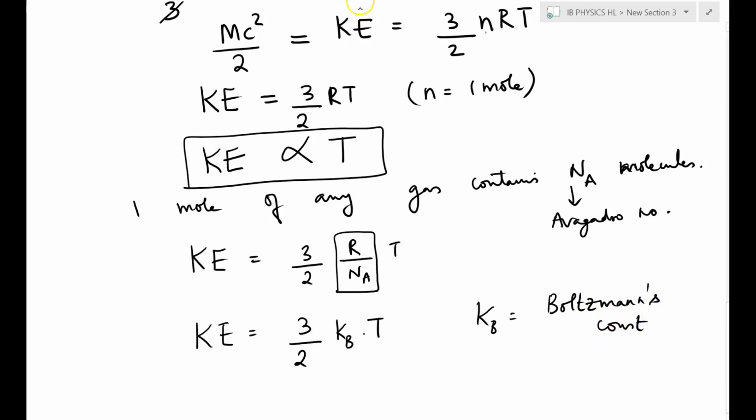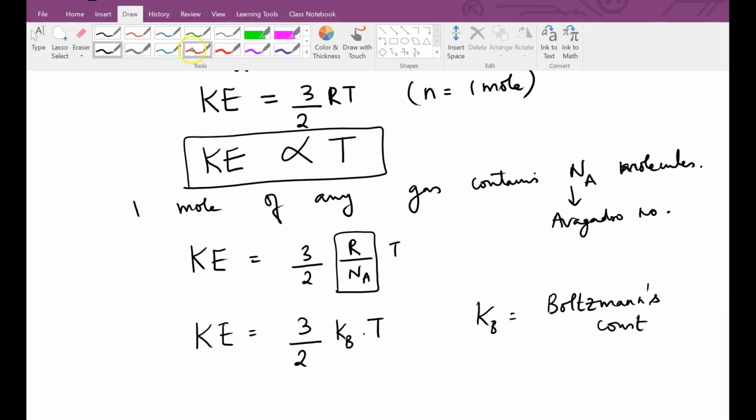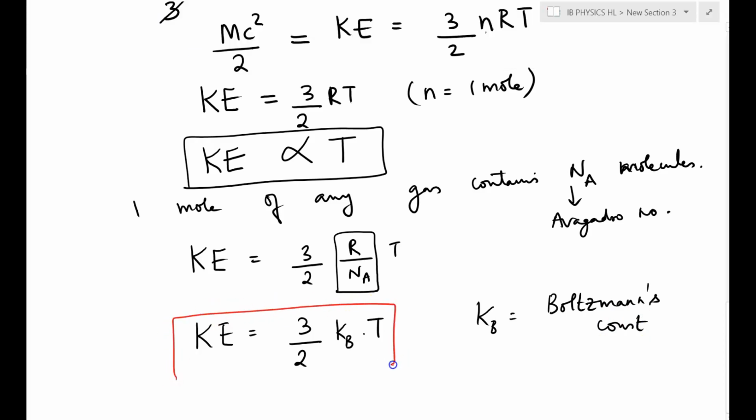So this is nothing but the kinetic energy of 1 molecule of a gas, which is again directly proportional to the absolute temperature. So this is what we call the kinetic interpretation of temperature. So as the temperature of a gas increases, the average kinetic energy of the molecules of the gas will increase, or in short, they will start moving faster.